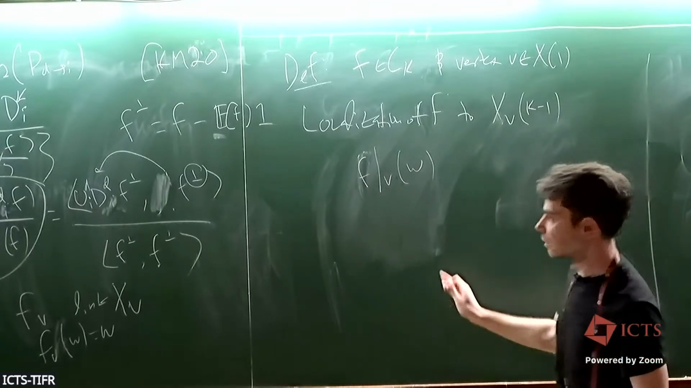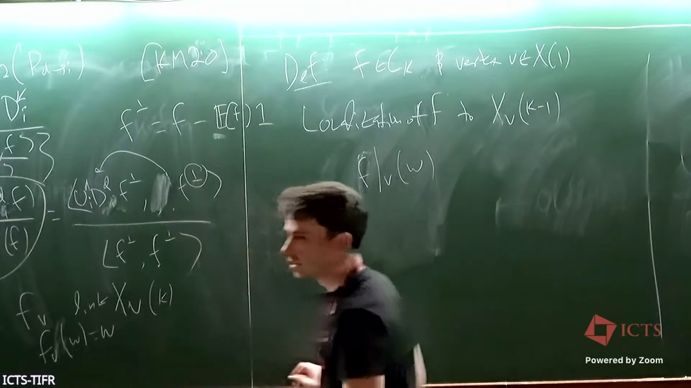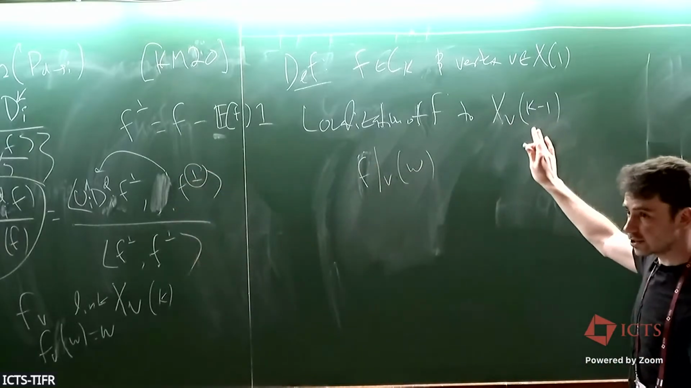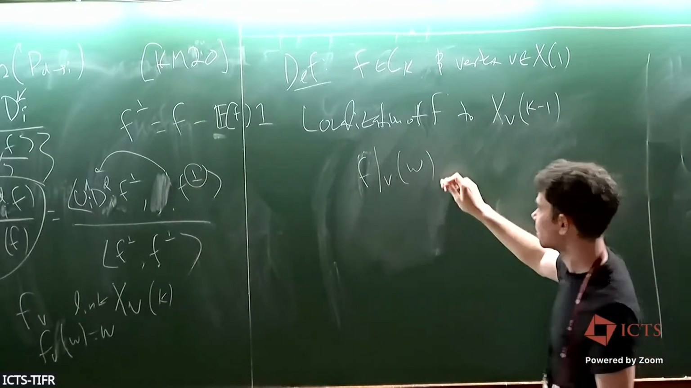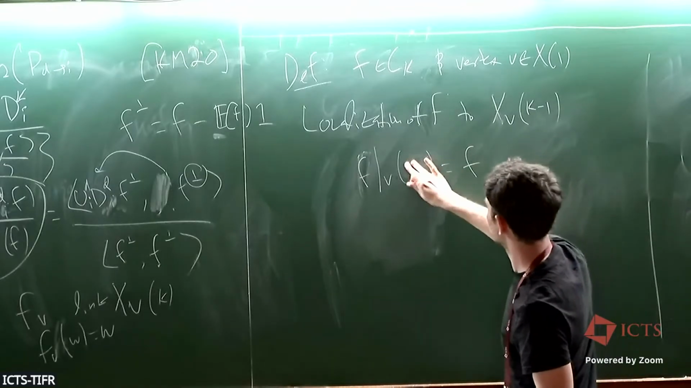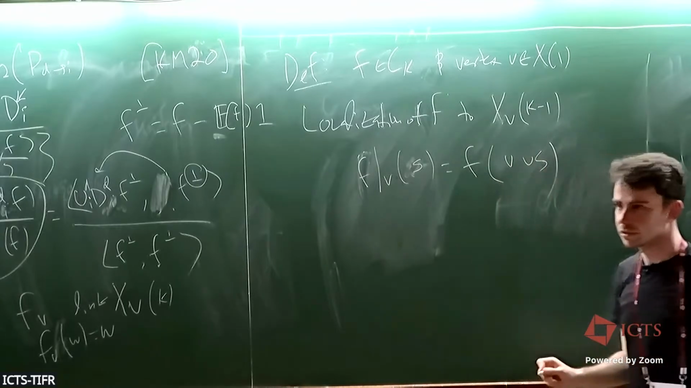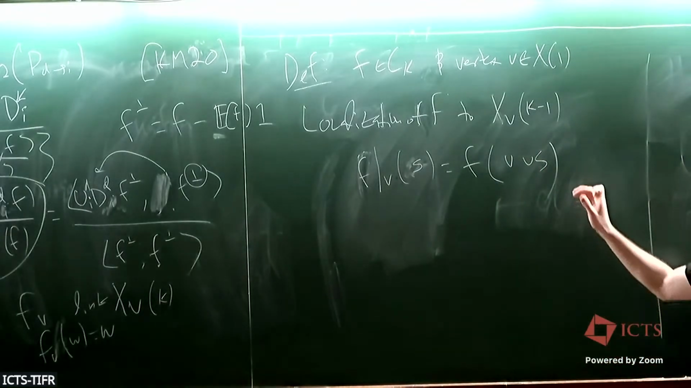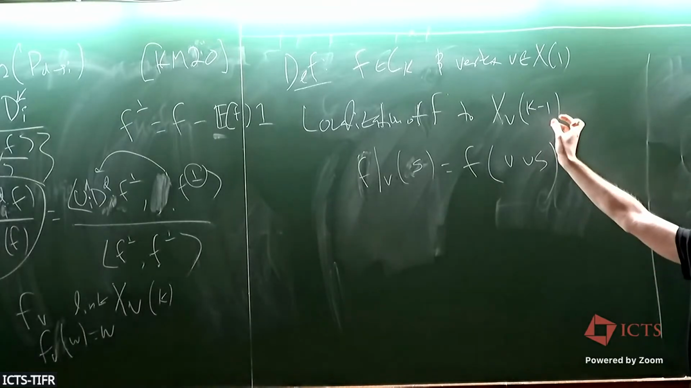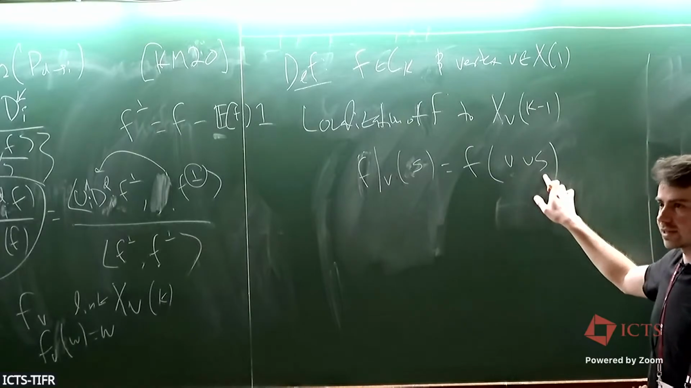When we localized over here, this would have been a function over X_v(k). Now we're over X_v(k-1), so it takes in one less element. And this is just equal to, let's call it s, f of v union s. So I take something of one less size that's on the link, and I take its value with the thing I fixed plus the element in the link.